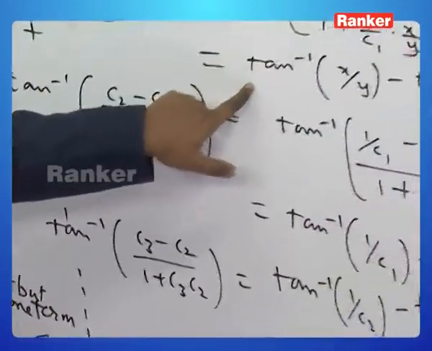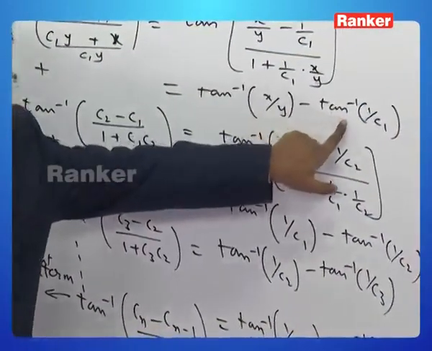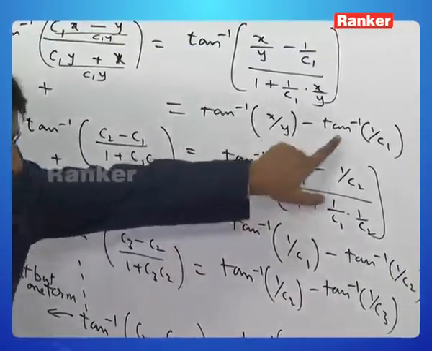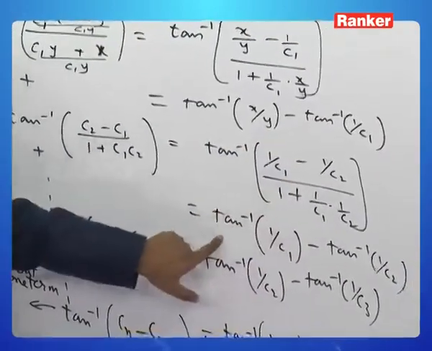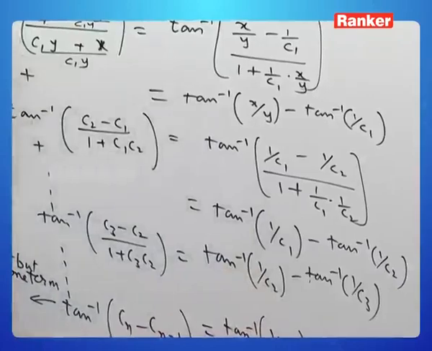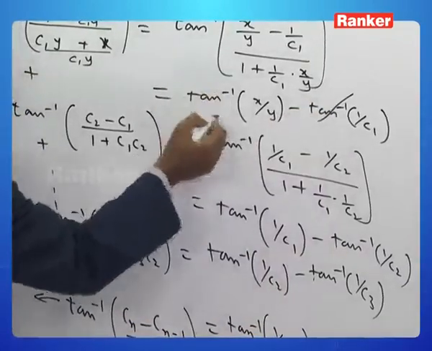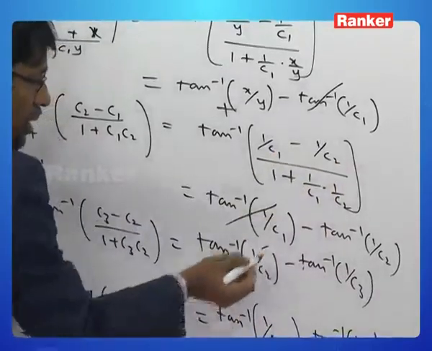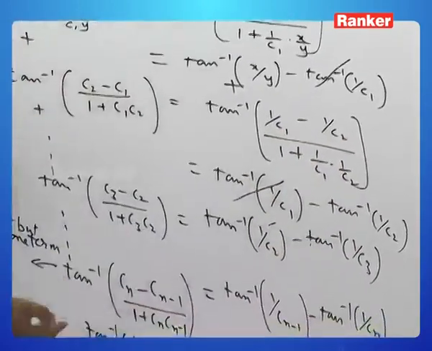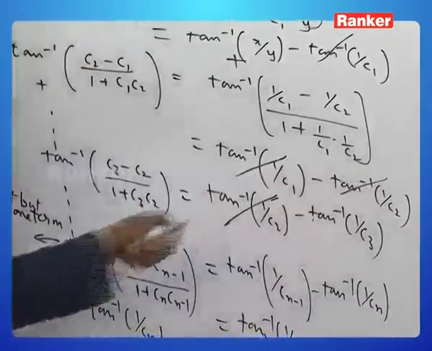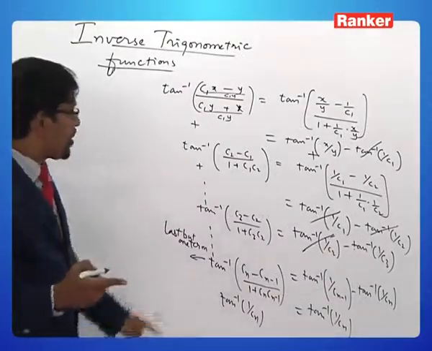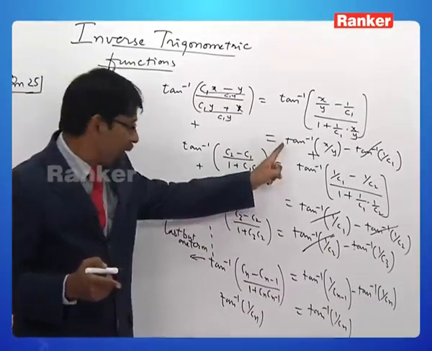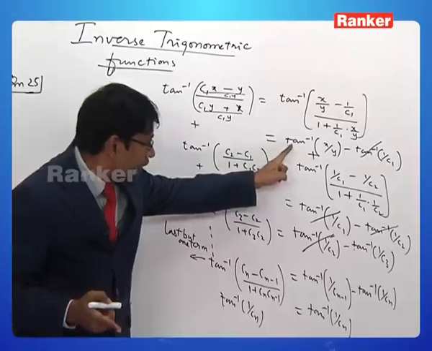What do you observe? We observe that tan inverse of 1 by C1 is appearing with a minus sign here and a plus sign here. So this will cancel when you add up. This will cancel with the next term there. This tan inverse of 1 by C2 would cancel with this. So all the middle terms will cancel and we'll be left with tan inverse of x by y.